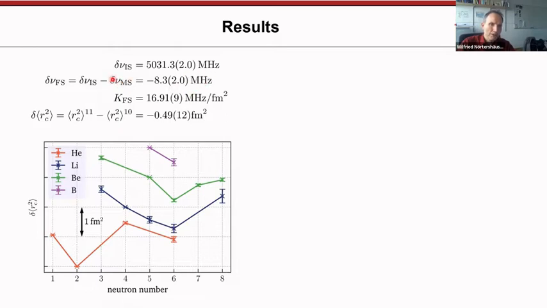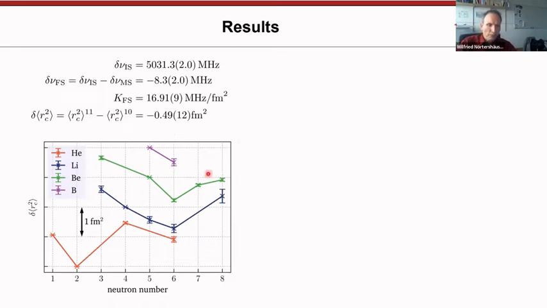And so we could extract the field shift, which is 8.3 megahertz with an uncertainty of 2 megahertz. And from the field shift factor, we can then calculate the change in the mean square charge radius. And it turned out that boron 11 is actually smaller than boron 10, which is similar to the other chains in lithium or beryllium, and can be traced back to the halo, to the clustering of these nuclei.